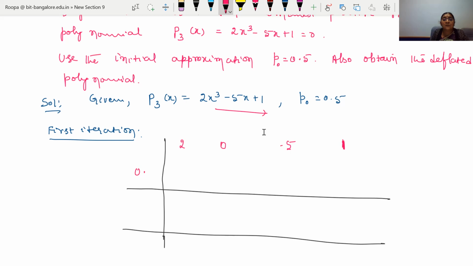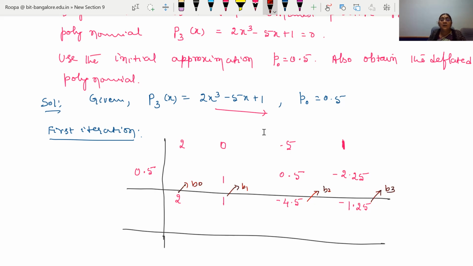What is the initial approximation value given? 0.5. Then the first value 2 is nothing but B naught. 2 into 0.5 is 1. Add 0 plus 1 is 1. 1 into 0.5 is 0.5. Next, adding 0.5 minus 5 is minus 4.5. Minus 4.5 into 0.5 is minus 2.25. Adding these two, we get minus 1.25. Now these are the values of B naught, B1, B2, and B3, because it's a polynomial of degree 3, therefore we are expecting up to B3.